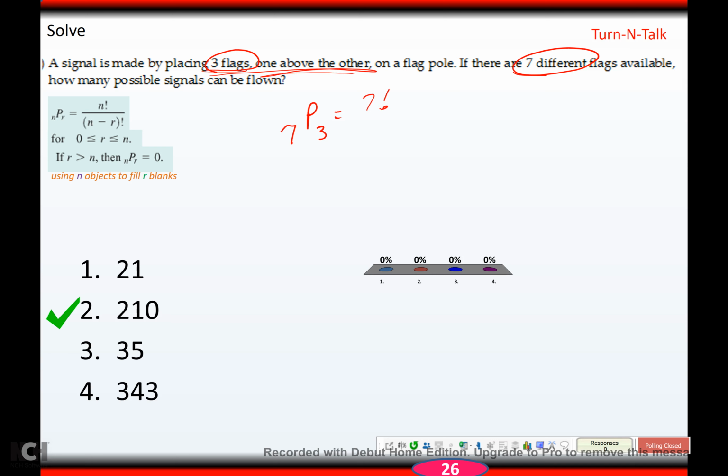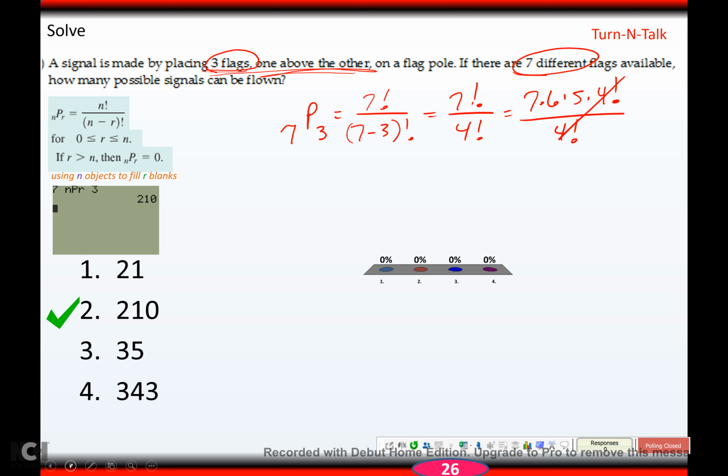So that would be 7 factorial over 7 minus 3 factorial. I keep forgetting to do that second step. 7 factorial over 4 factorial, which is 7 times 6 times 5 times. I can stop at 4 factorial because I know that's what's on the bottom and they cancel. So 7 times 6 times 5 is 210. Or you can type it in and get the right answer.